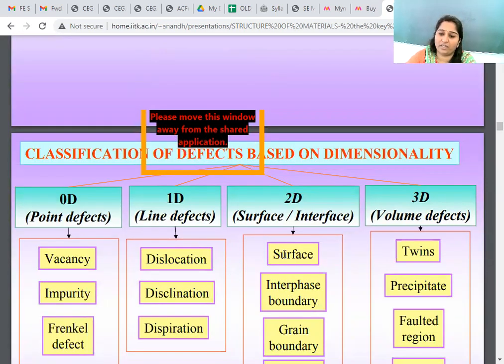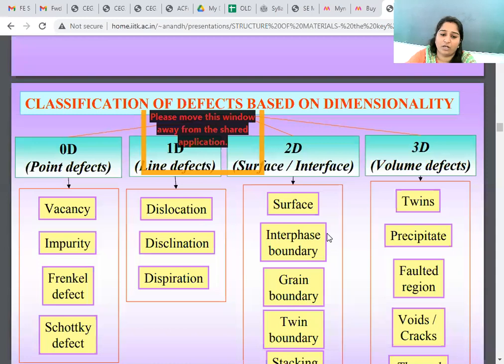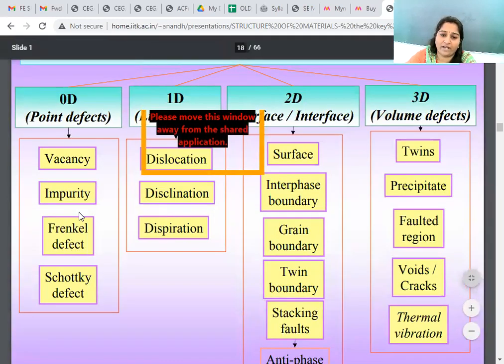Now, there are many defects present in a crystal. One is the zero-dimensional or point defect. Second is the line defect or 1D defect. Third is the 2D defect, or surface or interface defect. And the volume defect, that means in all three dimensions there is a defect in the crystal. First, we will deal with the point defect. A point defect means at a single point there is a defect in the crystal. First is vacancy, then impurity, Frenkel defect and Schottky defect.